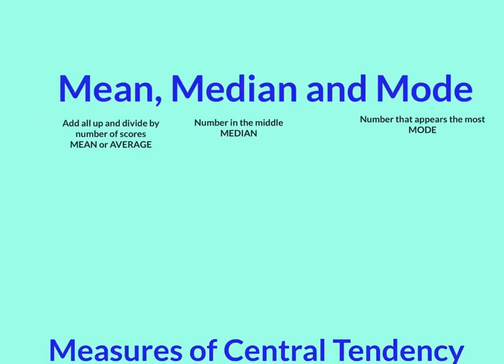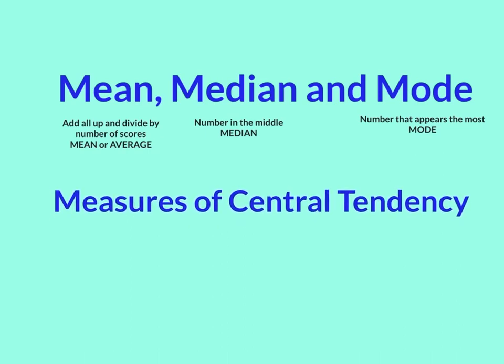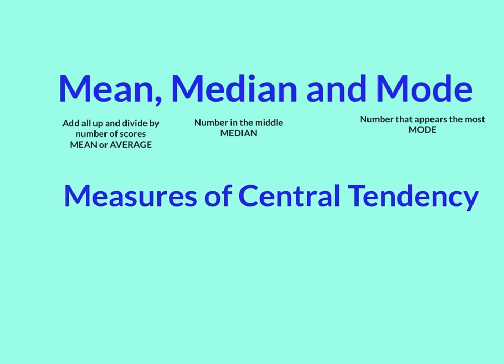Mean, median, and mode, together we call these the 3 measures of central tendency because they help us describe the center of our data. For gradebook purposes, most schools use a mean or an average.